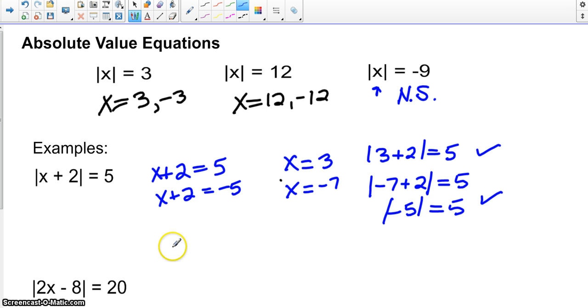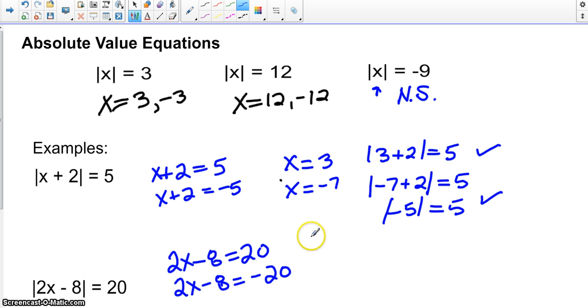I'm going to start you guys off on this next one just so you see the 2-part setup and then let you finish it, all right? So the absolute value of 2x minus 8 is equal to 20. So I'm going to rewrite this as 2x minus 8 is equal to 20. And the second one, 2x minus 8 is equal to negative 20. Okay? So that's essentially what you always want to do, and then you go ahead and solve those two parts individually.